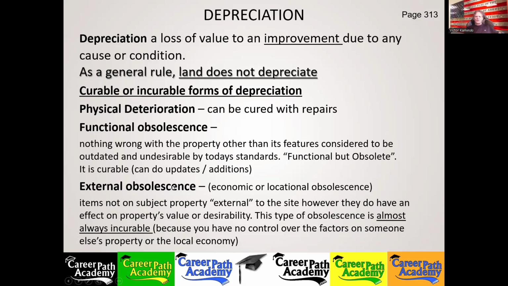Items of external obsolescence are items not on the subject property. They're external to the site. However, they do have an effect on the property's value or desirability, like the local economy, right? This type of obsolescence is almost always incurable because you have no control over those factors on someone else's property or the local economy.